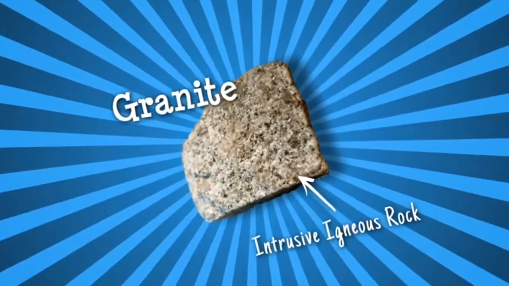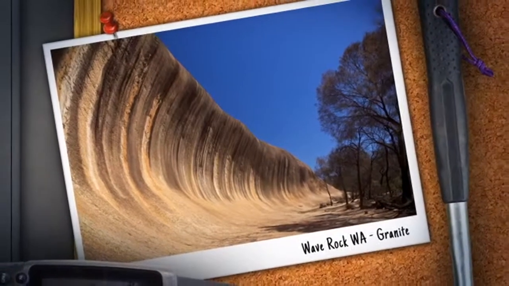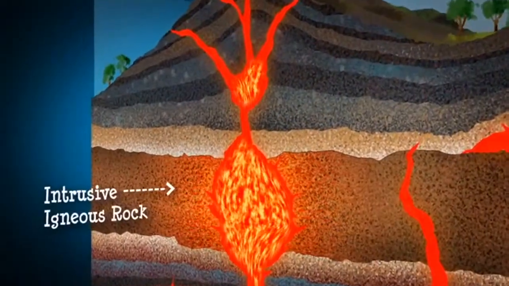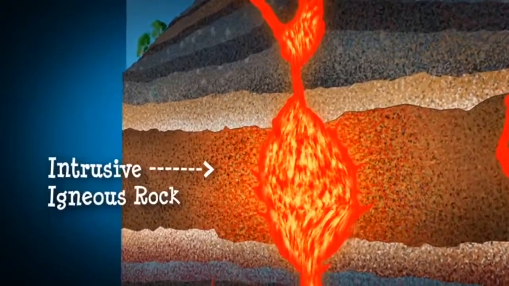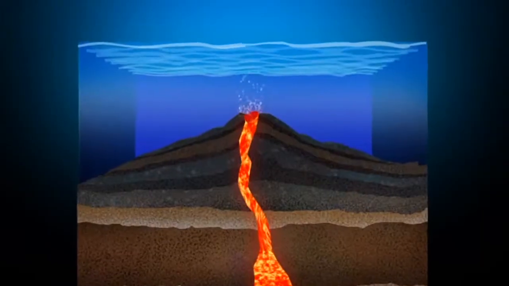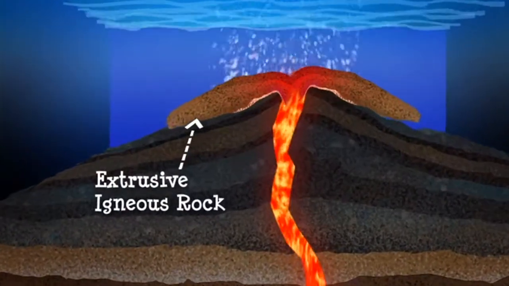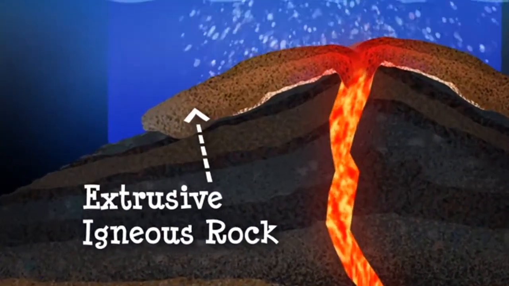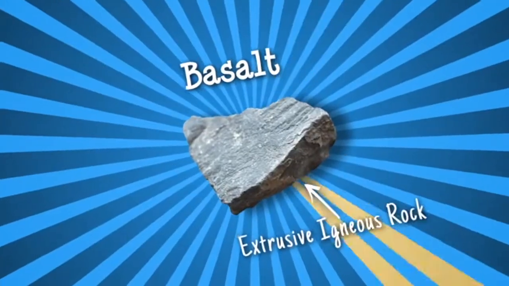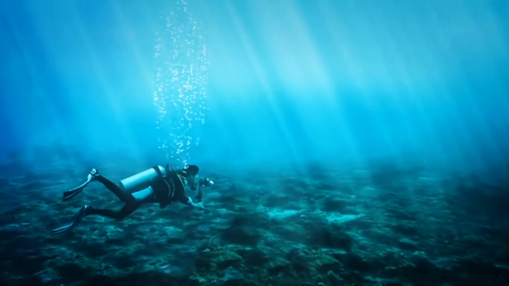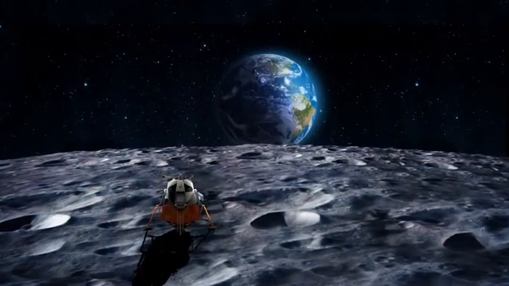Granite is an intrusive igneous rock, commonly found on the Earth's continents. It has large crystals because it cools slowly, deep below the Earth's surface. When a volcano erupts, lava cools quickly to form small crystals, creating extrusive igneous rock, like basalt. Basalt makes up much of the ocean floor, and also most of the moon.